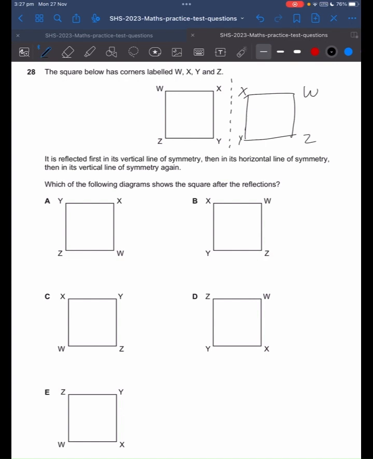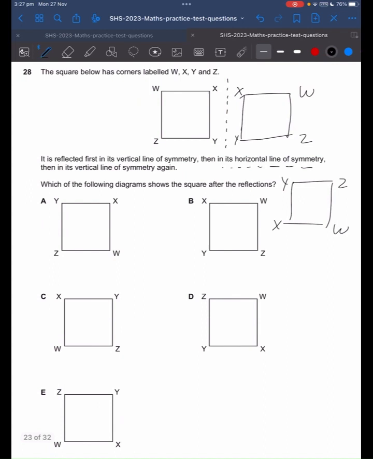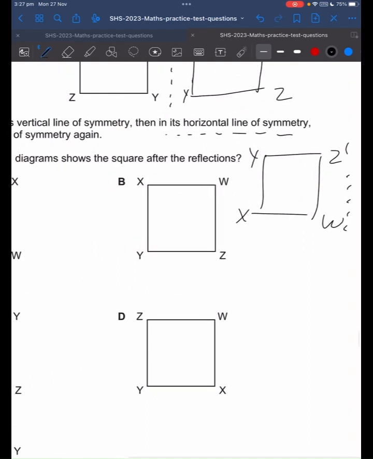Then we flip it horizontally. So if we flip it this way, we should get Z, Y, X, W. From there, we flip it again along the vertical line of symmetry. Since I'm running out of space, I'll draw it below that.